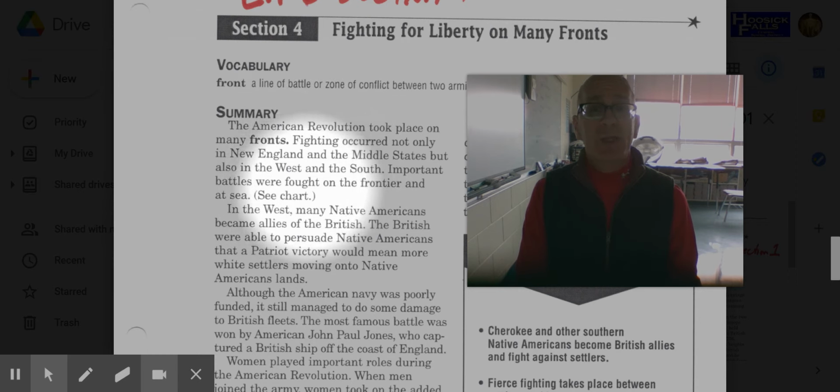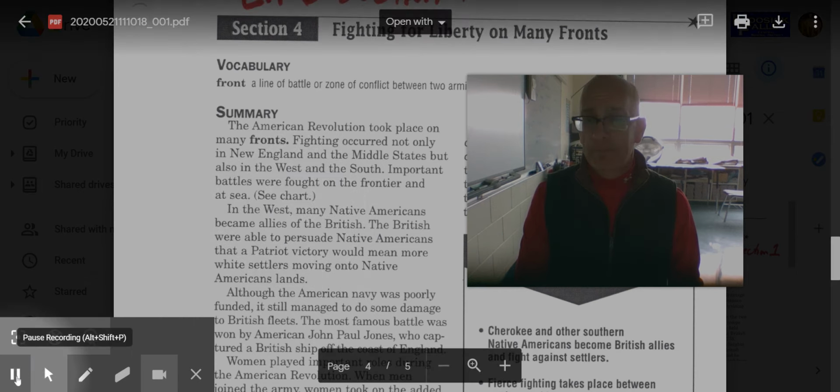Important battles were fought on the frontier and at sea. So in addition to fighting taking place in the East, fighting is going to take place both on the frontier and at sea. And that will be the topic in a couple of minutes of today's chart, the chart that goes along with this section.